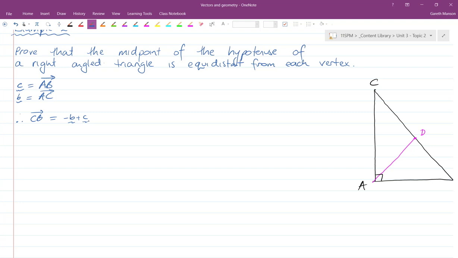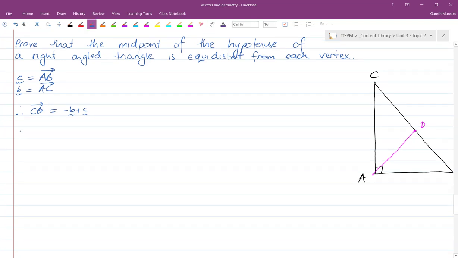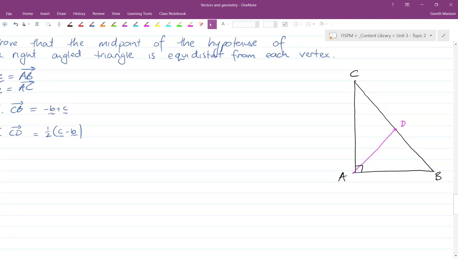Half of that. So that's pretty easy. So I can do another therefore statement: CD, that looks like complex numbers, is equal to a half. And I'm going to change it around, C minus B. So there's my next statement. So I've got my CD now. That's pretty good. And I can work out the length of CD.